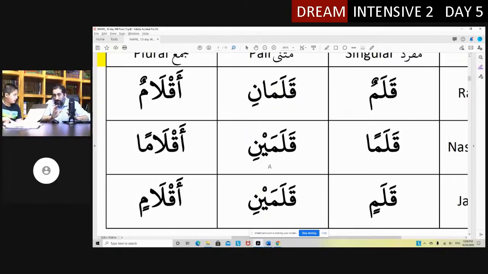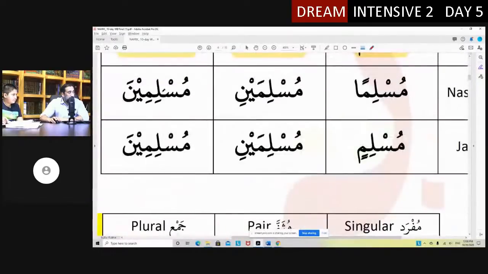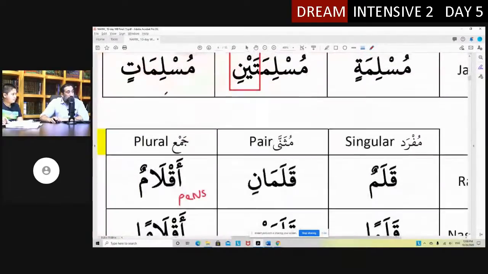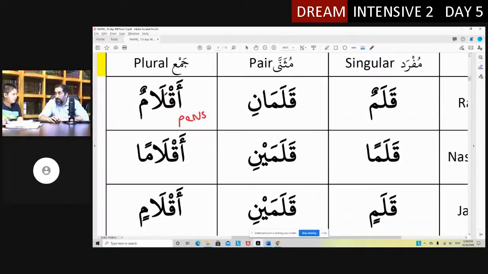There's no such thing as a broken pair. That only happens in marriages, but not in Arabic grammar. Qalamani, qalamaini, qalamaini. Now, the plural here, aqlamun, means pens. That's a broken plural. If I said it's pens, then you would say, well, it's plural by meaning, and it doesn't have una, ina, or atun, atin. So if it's plural without a combination, it must be a broken plural.